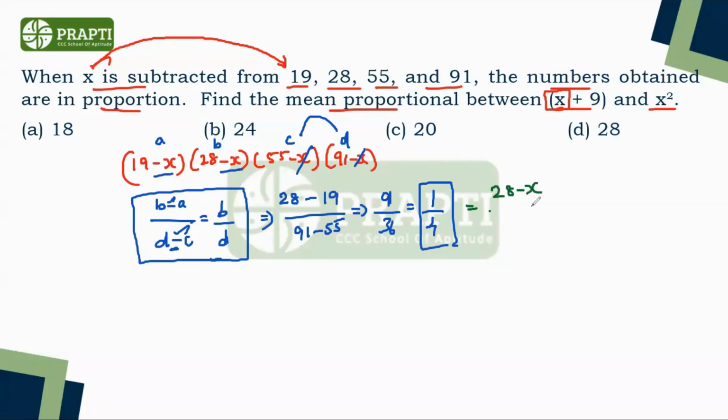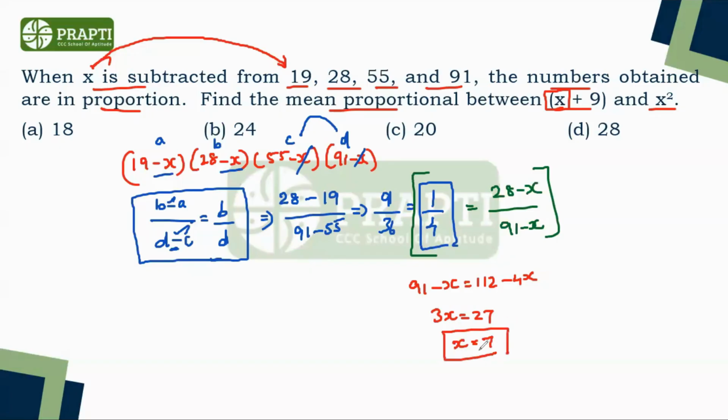28 minus x divided by 91 minus x. To find the value of x, just cross multiply these two so that you will be getting 91 minus x is equal to 112 minus 4x. So now 3x is equal to 27. X is nothing but 7. So we got the value of x.